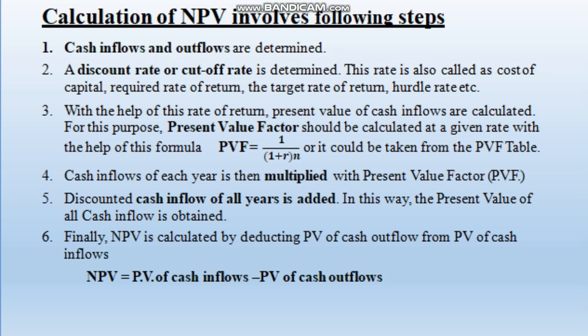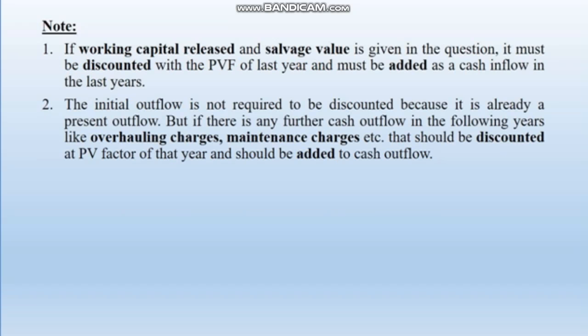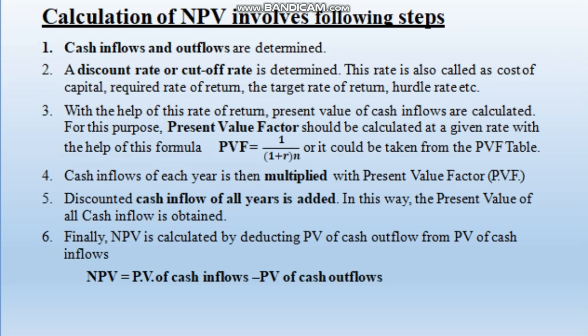So these are some of the steps involved in the calculation of the net present value method. First, cash inflows and cash outflows are determined, and a discount rate or cutoff rate is determined. With the help of this rate of return, the present value of cash inflow is calculated. For this purpose, we use the present value factor table, or you can use the formula: present value factor is equal to 1 by (1 plus R) to the power N.